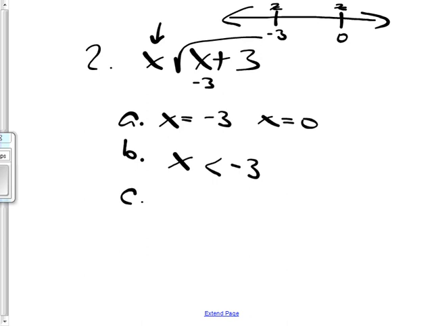And now I can just test the little regions. I'm going to test 1. Seems like a good number to test. I put in 1. It's positive and positive. So it's going to be positive. If I put in -1, it's going to be negative. This part's positive. Negative times a positive makes a negative.